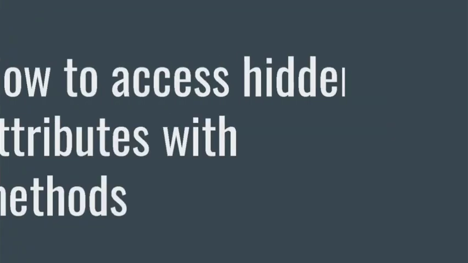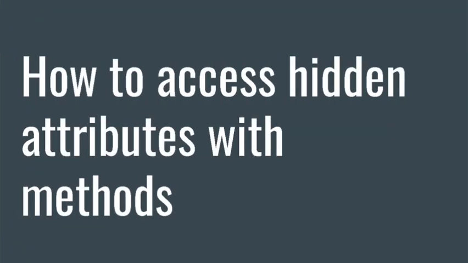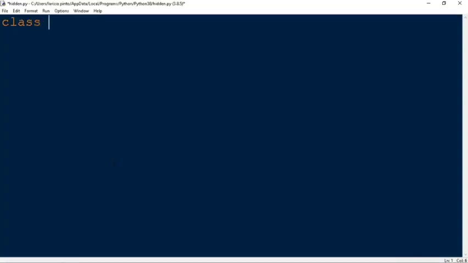How to access hidden attributes with methods. Now suppose we have this class here, Hidden, and in this we have an attribute. Let's say the attribute name is my attribute, and this attribute is hidden. So for that we have the double underscores before the attribute name, and the value of this attribute is 10.